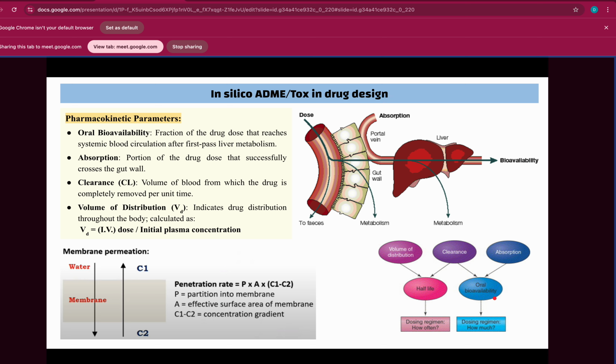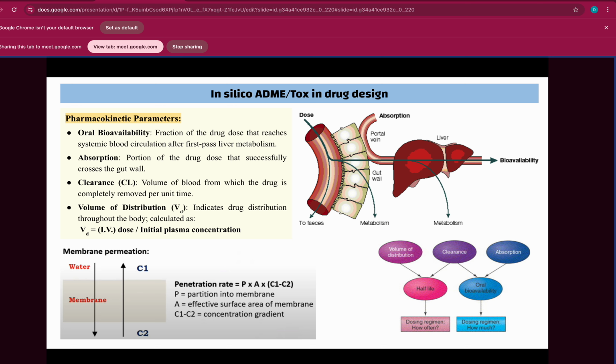So oral bioavailability tells you the dosing regimen, that is, how much drug needs to be taken so that it becomes bioavailable. And half-life tells you how often you should take the drug. So if its half-life is small, that means, after how much time it gets completely lost, or 50% of its concentration is lost, you can design accordingly.